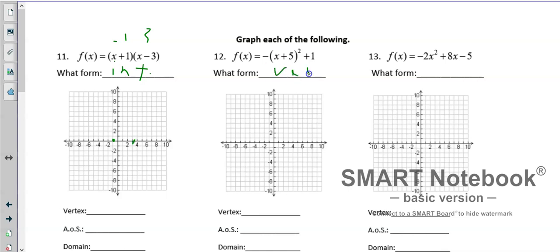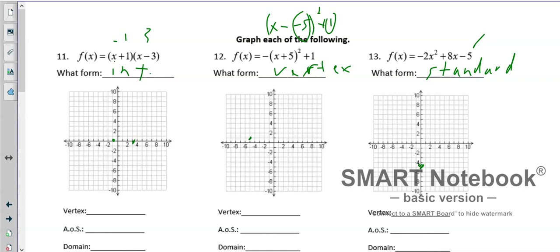This one is in vertex form. Oops. Hold on for a second. Sorry. So remember, this is really x minus negative 5 squared plus 1. So my vertex is negative 5, 1. Right there. And then this is standard form. So one thing I know, my y-intercept is here at negative 5. I have that point. All right.